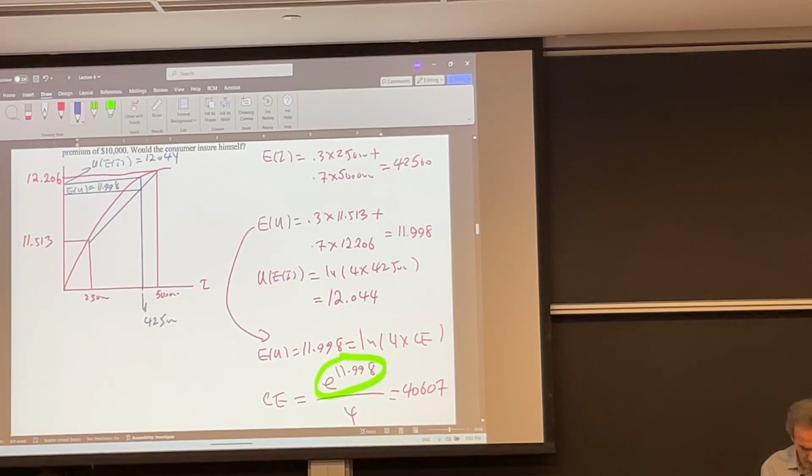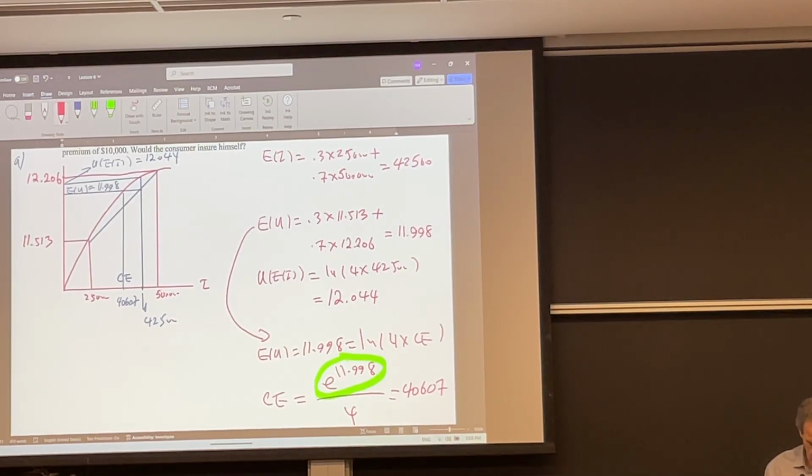And from the expected utility, we went down there and calculated the certainty equivalent, which was 40607. We completed part A of this question. We graphed everything. Right? Make sense?